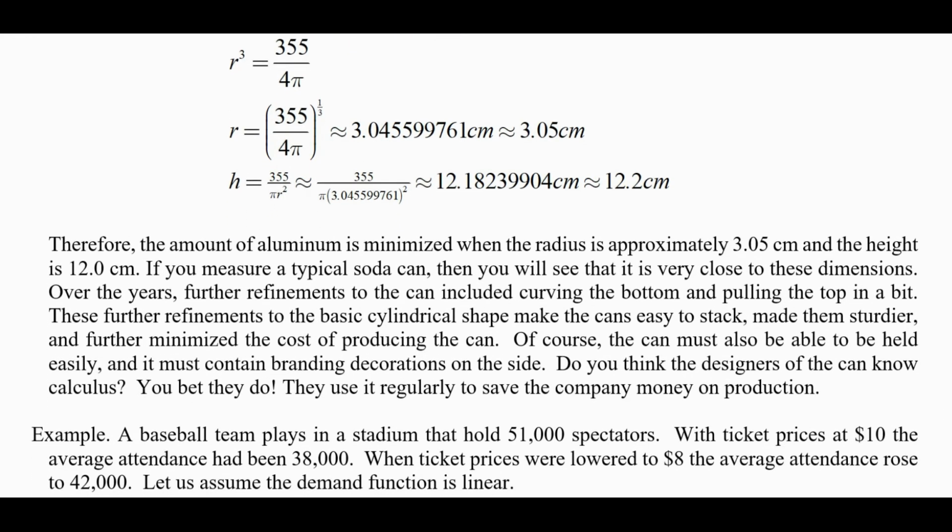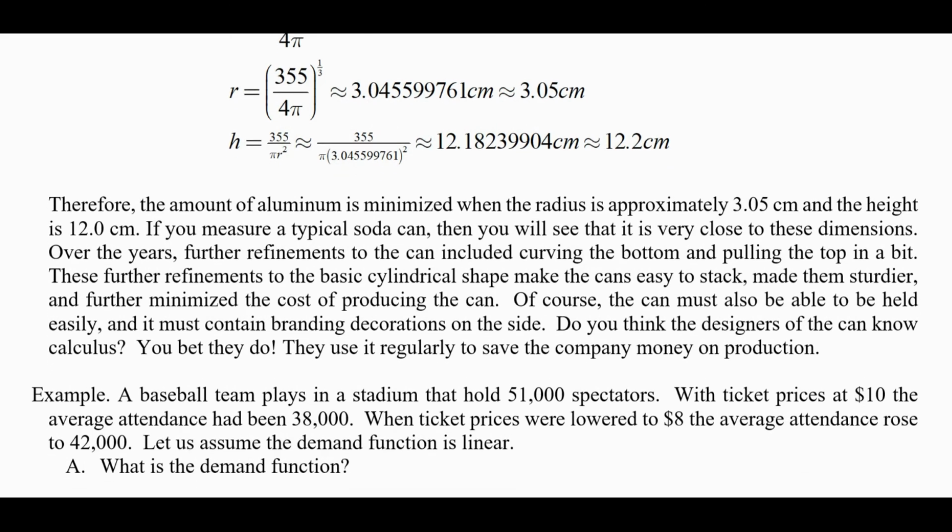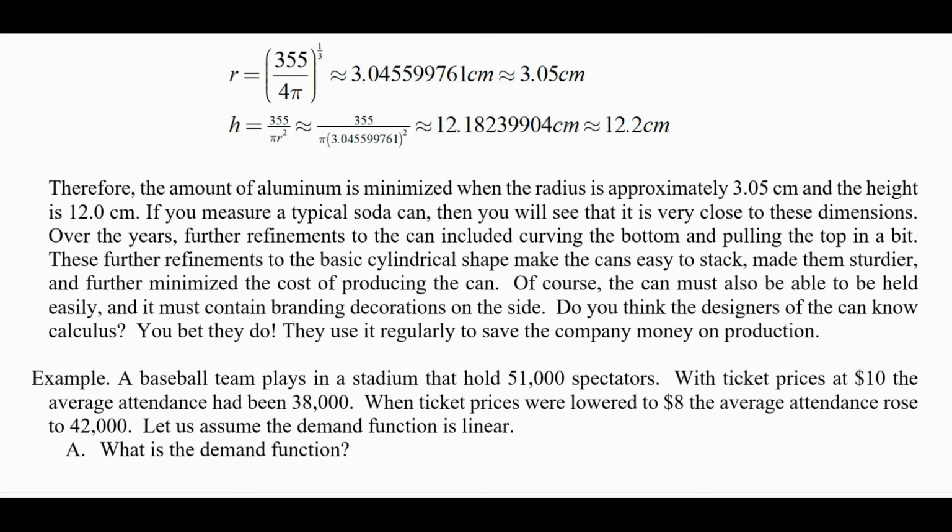So the amount of aluminum is minimized when the radius is approximately 3.05 centimeters and height is 12.0 centimeters. If you measure a typical soda can, you'll see that it's very close to these dimensions. Over the years, there have been further refinements to the can, including curving the bottom and pulling in the top a little bit. These refinements to the basic cylindrical shape make the cans easy to stack, make them sturdier, and further minimize the cost of producing the can.